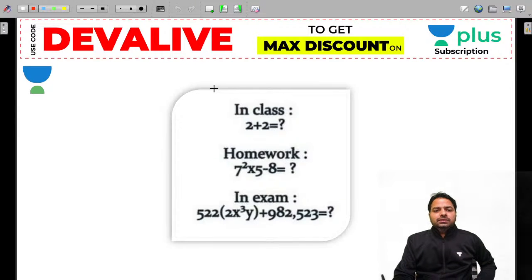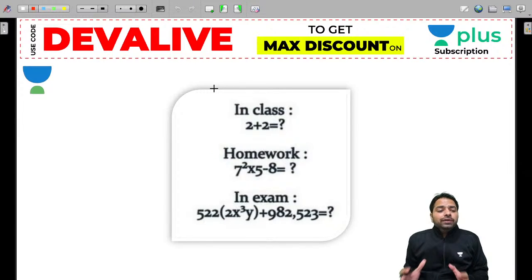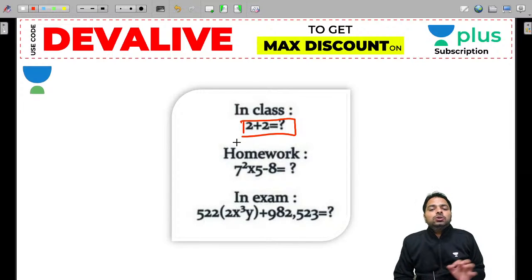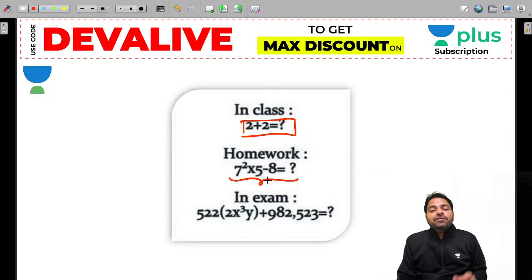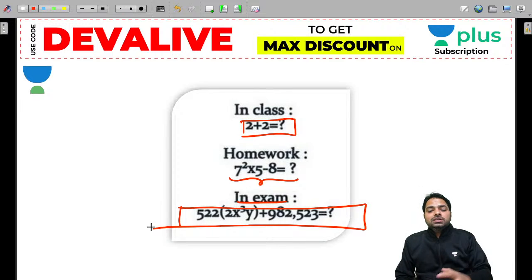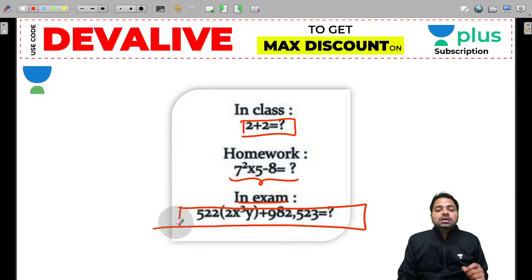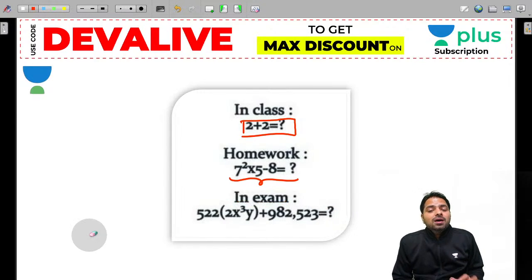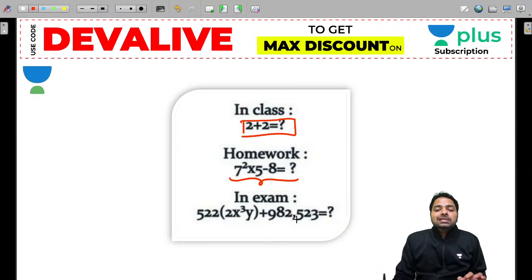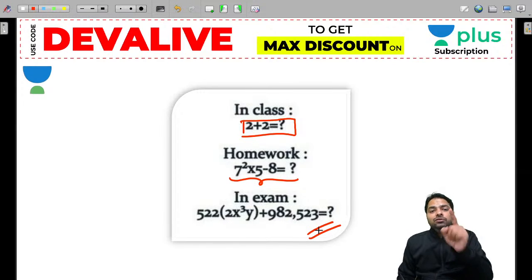All right, guys, look at what we actually do in preparation. In class, when you are studying, you might study 2 + 2 is 4. But homework brings different questions which might take time. But when it comes to an exam, you might predict some questions, and it looks like something beyond your control. So sometimes it happens that the exam always looks different from your preparation.